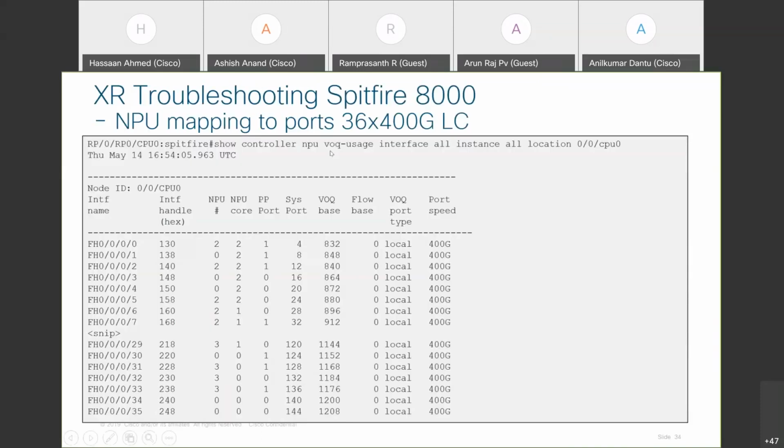This is the show controller output. 4 NPUs, right? So 0, 1, 2, and 3. You can have 4 NPUs listed in the output. Then each NPU will have only 3 slices. Now, as this is the line card, you will have slice numbers 0, 1, and 2 programmed as network facing interfaces, right? So you will have 0, 1, and 2 as the NPU core, plus as the PP port, which represents your interface group, you have 0 and 1. Okay, so that's how you identify it.